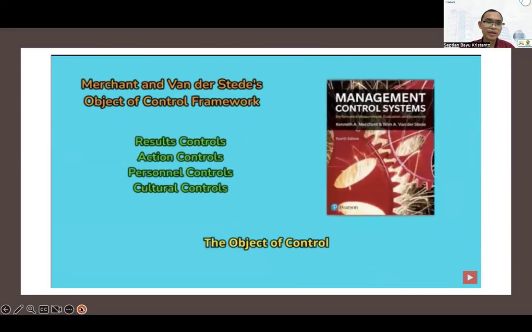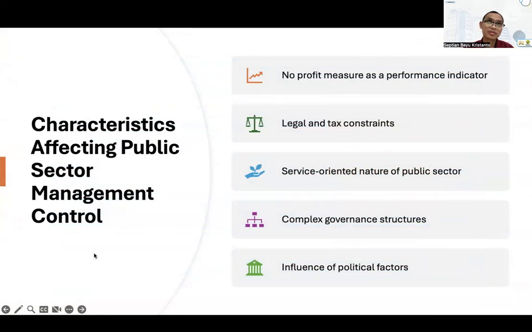That's what we learned about the object of control, the key controls from Merchant and Hostages in the initials of management control systems. It's very aligned with the profits and also with the company's strategies. So, what is the meaning of public sector management controls aligning with the Merchant and Hoste frameworks?